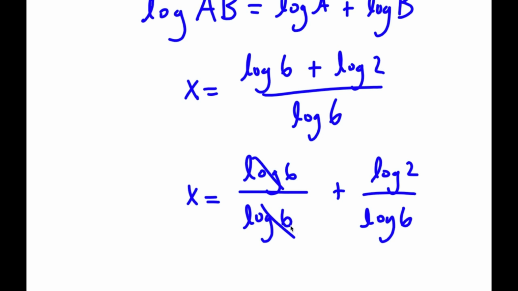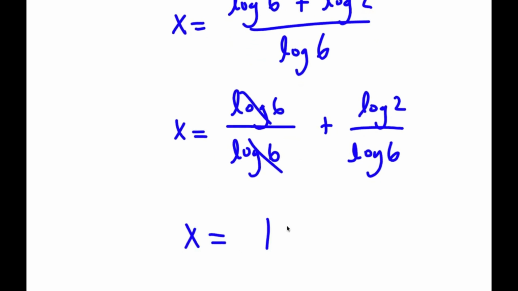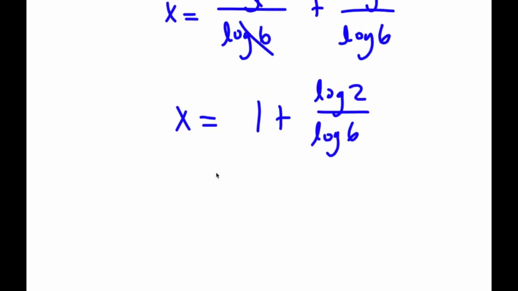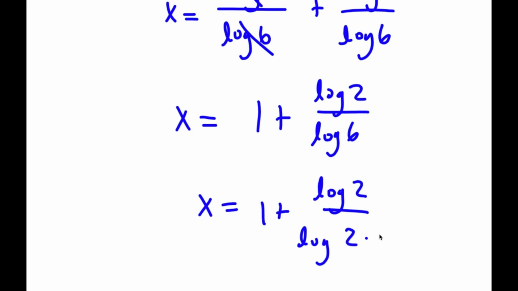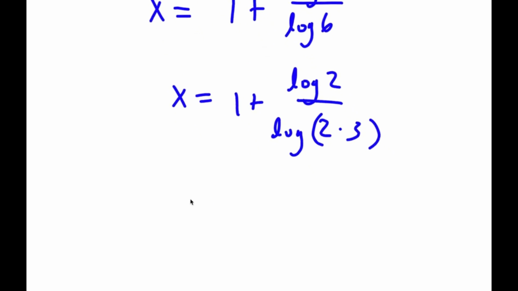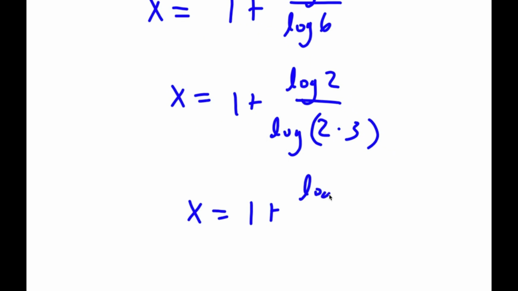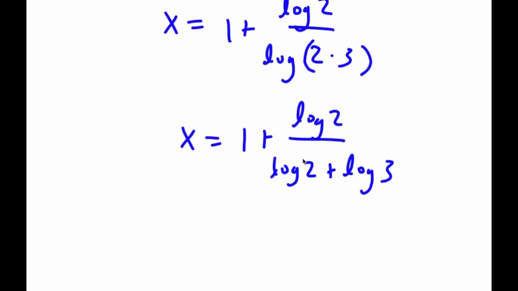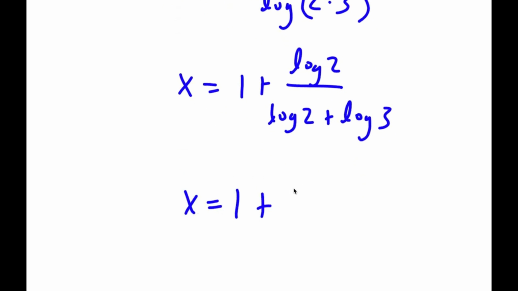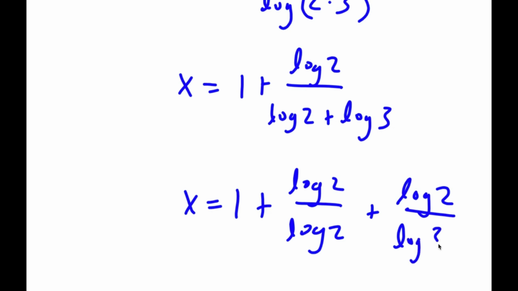Now log 6 and log 6, these two cancel out, so now I have x is equal to 1 plus log 2 over log 6. And log 6 over here, I can write as log 2 times 3. And I'm going to do the same thing again. I'm going to write this as log 2 over log 2 plus log 3. And again, if I expand it, I get 1 plus log 2 over log 2 plus log 2 over log 3.